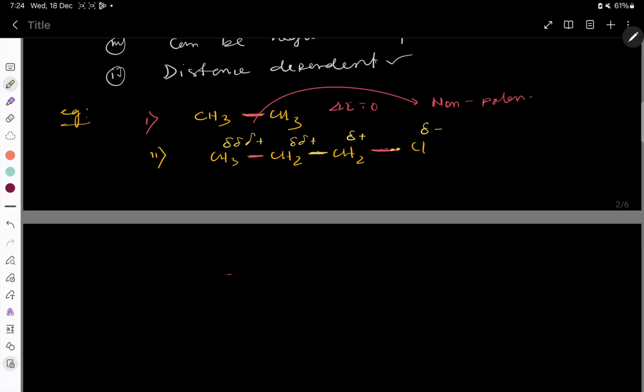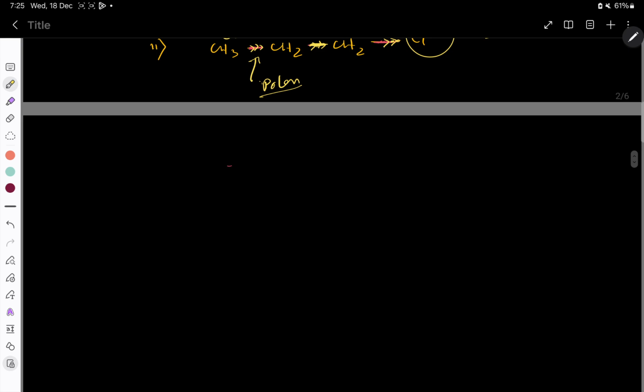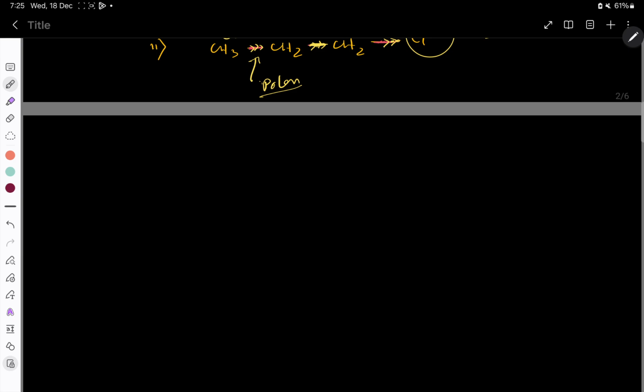That means here the bond is not purely non-polar, it's slightly polar. Why? Because the shared pair of electrons is attracted towards chlorine, which is the more electronegative element, right? So finally, this non-polar bond becomes polar due to the more electronegative element attached here. So dear students, this inductive effect can be classified into two types.